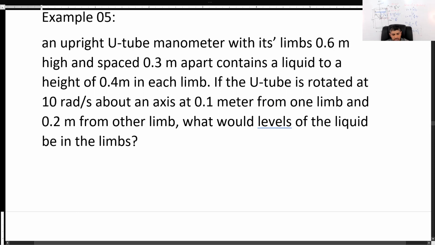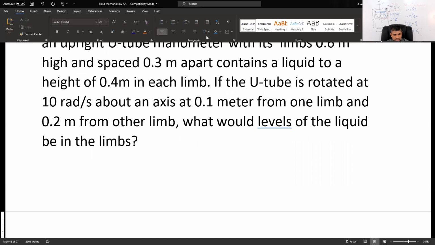Even though it's a U-tube, it's a continuous liquid, no? Therefore we can use the same rule, right?